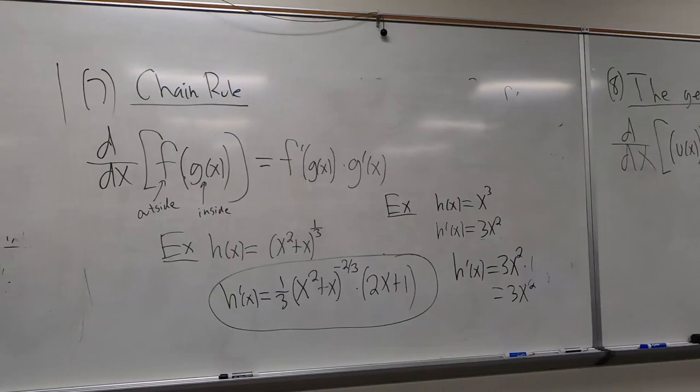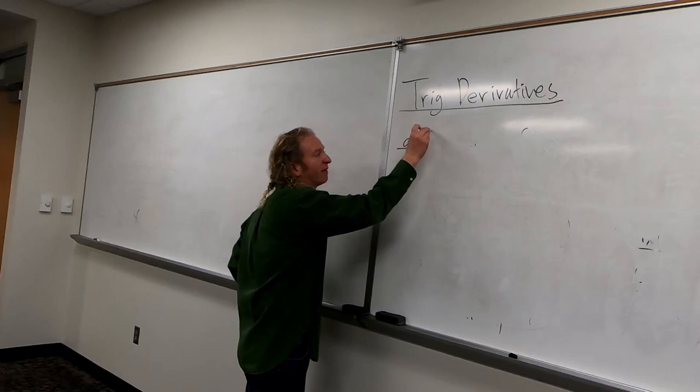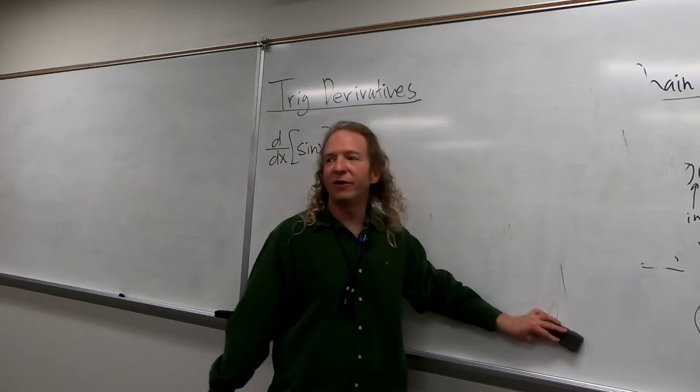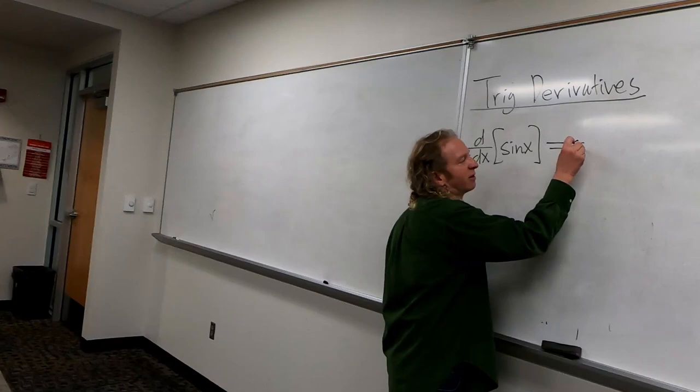So the first formula is for the derivative of the sine function. This one's pretty easy. It turns out that the derivative of sine x is just cosine. So you just memorize it. Derivative of sine is cosine.